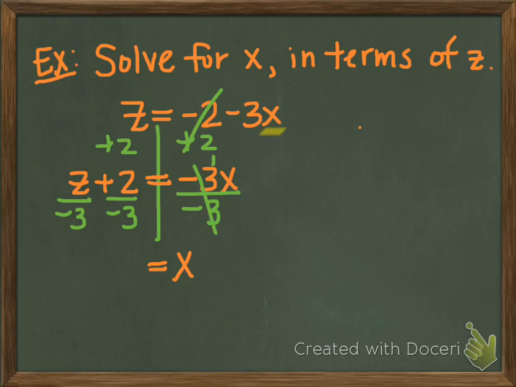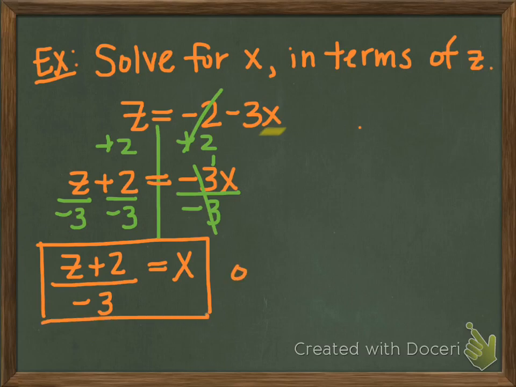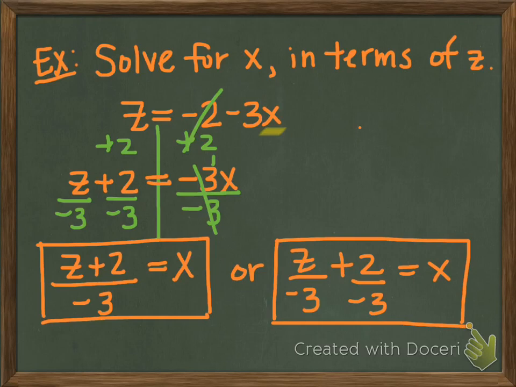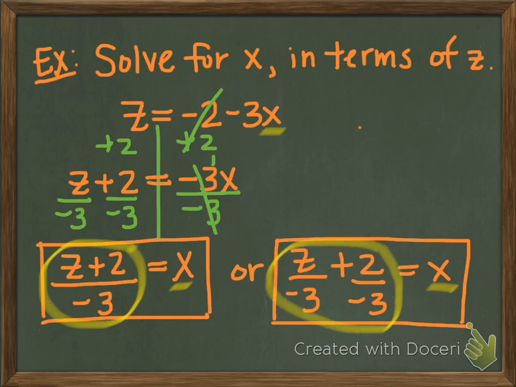Here's a little trick you can do. If the 2 terms that you're dividing, or maybe even 3 terms, are all being divided by the same number, and none of the fractions can be simplified, you can even write it like this: z plus 2 all divided by negative 3. So this is just another option. So you could leave your answer like this, or you could keep the negative 3's individually under each term like this. So either one is okay. But either way you have it, you have solved for x in terms of z. It doesn't matter if the variable you're solving for is on the right or the left.